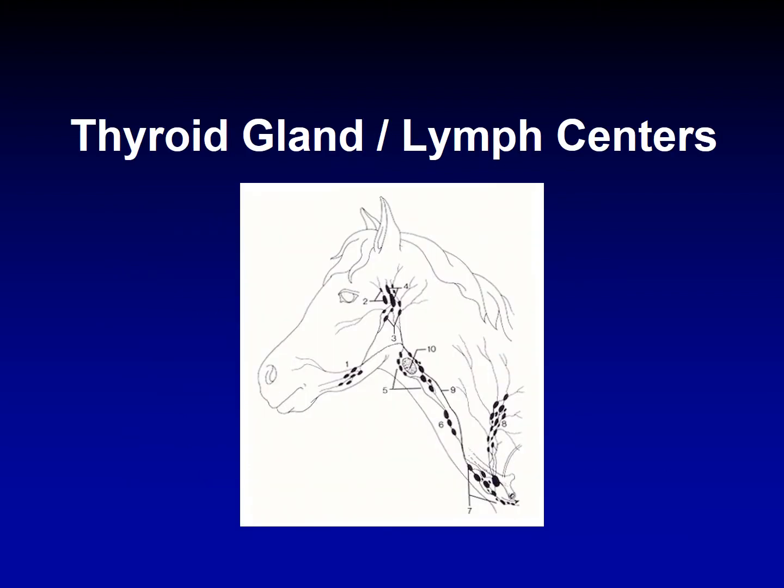First of all, this is the thyroid gland, number 10, and around it, which is number 5 in this case, is the cranial deep cervical lymphatic center. We have the middle deep lymphatic center, and we have the caudal deep lymphatic center. So this is the cranial deep cervical lymph center, and it's around the thyroid gland, number 10.